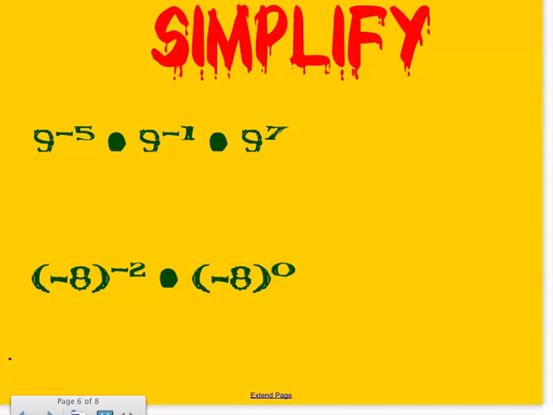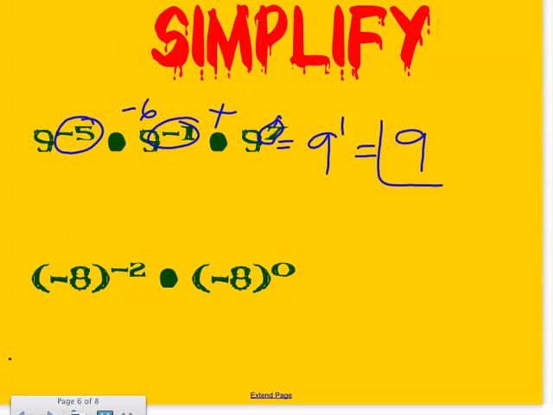All right, looking at this first one, so we have 9. We have negative 5, and negative 1 is negative 6. Plus 7 is just 1. 9 to the first is just 9. So that one didn't even end up being a negative exponent, just positive 9.